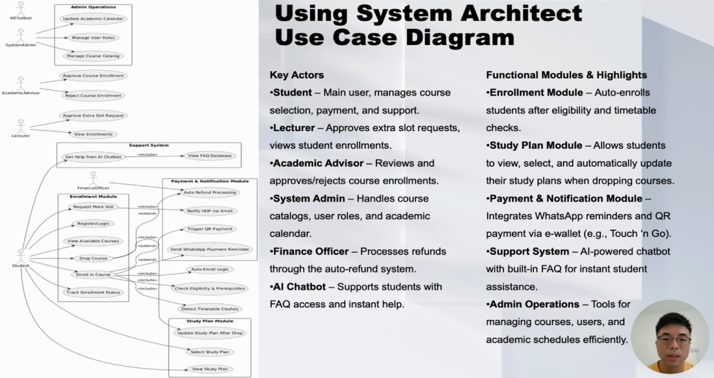Students can view available courses, enroll, drop, and request more slots. The system checks eligibility, detects schedule clashes, and auto-enrolls the student. It sends WhatsApp reminders and generates a QR code for payment. When a subject is dropped, the system updates the study plan and triggers auto-refund. Admins manage user roles, course catalogs, and academic calendars. The chatbot helps students with common questions through a built-in FAQ.